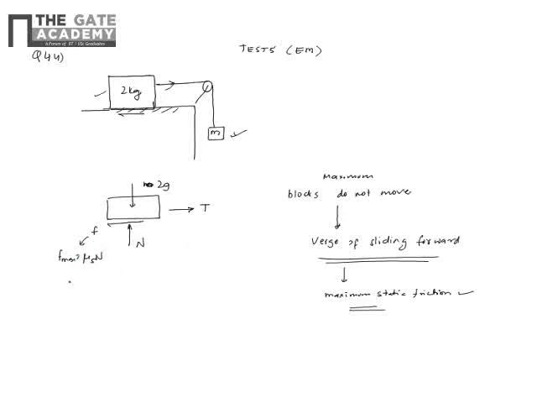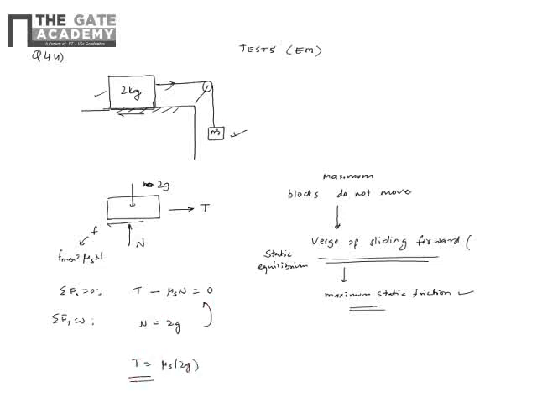Okay, so now if you just do the force balance, T minus μs N, it's on the verge of sliding forward, but it is in static equilibrium, right? Just in static equilibrium, because it's not moving. So this is 0, and if you just do the vertical force balance, because vertically the block will not separate, so N is 2g, and if you substitute here, T is μs into 2g.